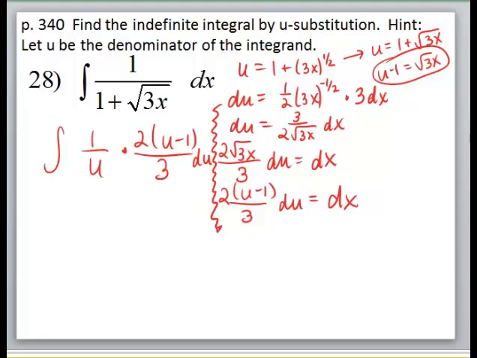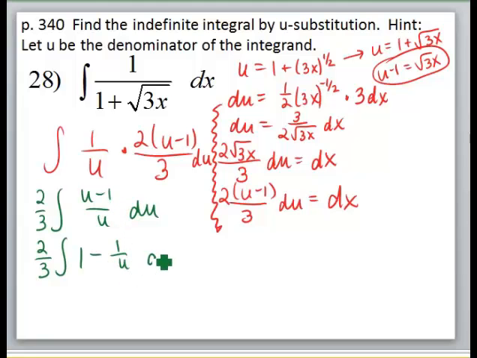So let's see if I can finish up this problem. What I'm going to definitely need to do is pull out this constant of 2/3 out front. That leaves me with a u minus 1 over u du. That means finally I can simplify this a bit. So u divided by u is 1, and this would be 1 over u.